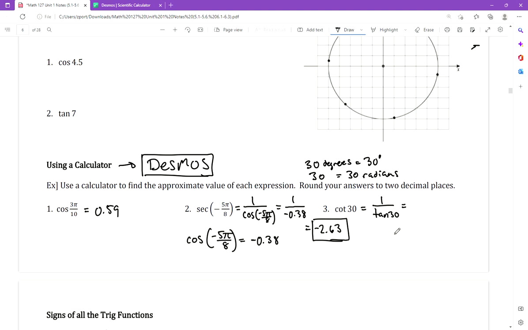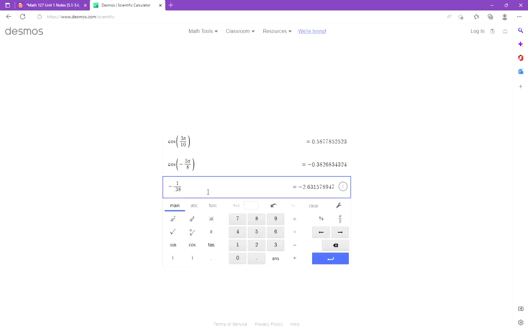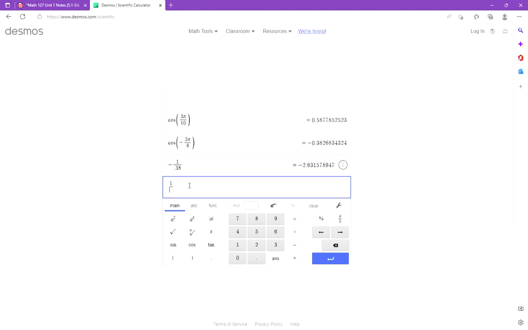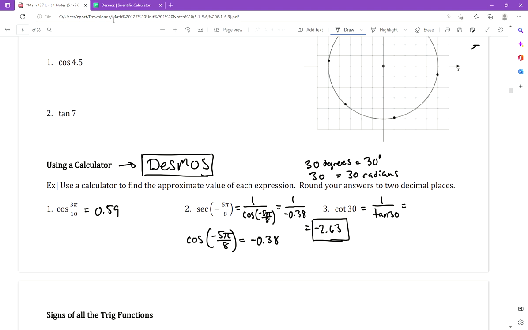So what we need to do is just do tangent of 30 again. Or look at this, watch this. This calculator, I can type in exactly the way that it's written. I don't need to break it down into pieces. I could plug it all in one big step. So cotangent of 30 is 1 over tangent of 30, which is negative 0.16. There we are. That's it, done.